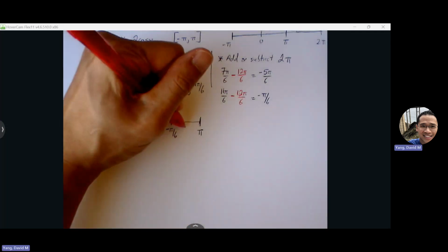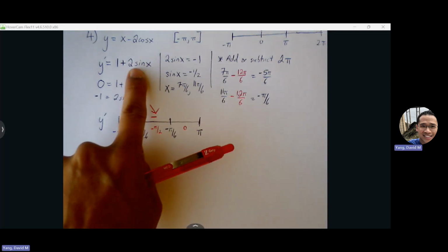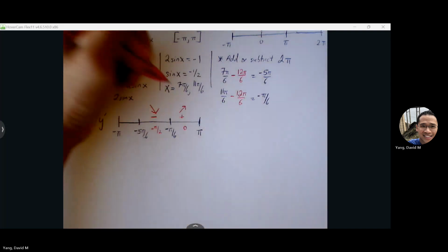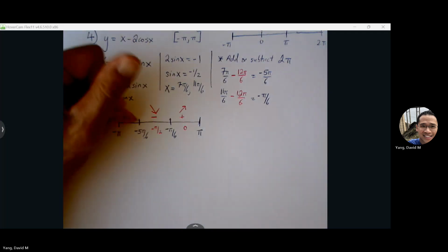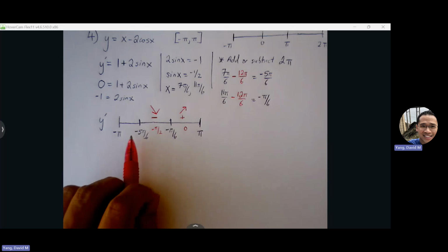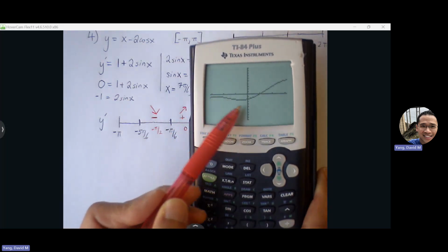Between negative pi/6 and pi, I'm going to test 0. 2 sine of 0 is 0. 0 plus 1 is 1, so positive. And then based off of our graph, even though it's hard to find critical points here, we can see that the graph is rising slightly there. Rising, falling, and rising.